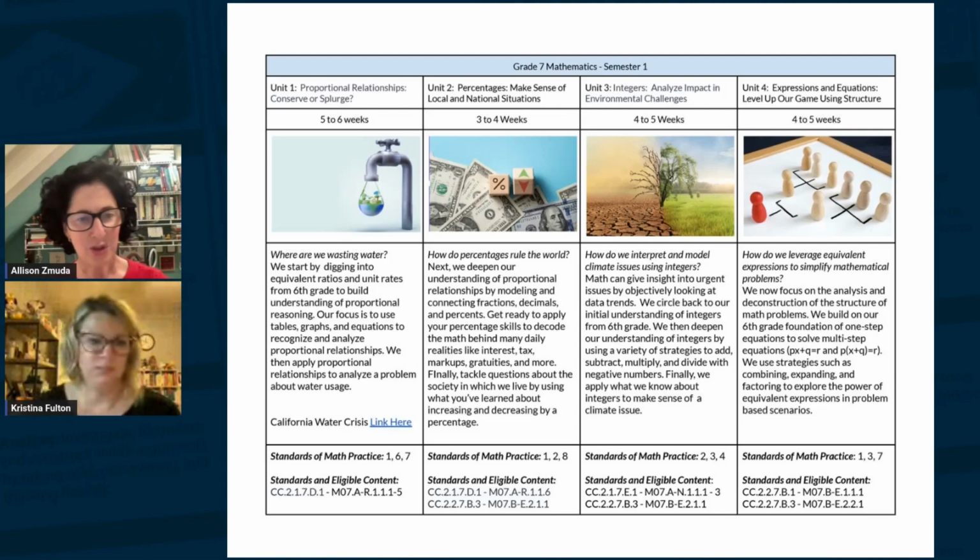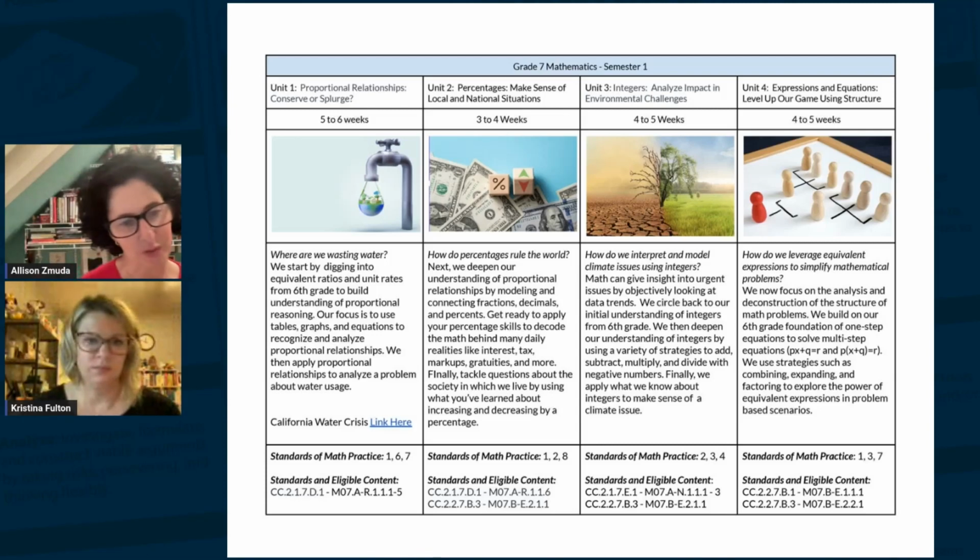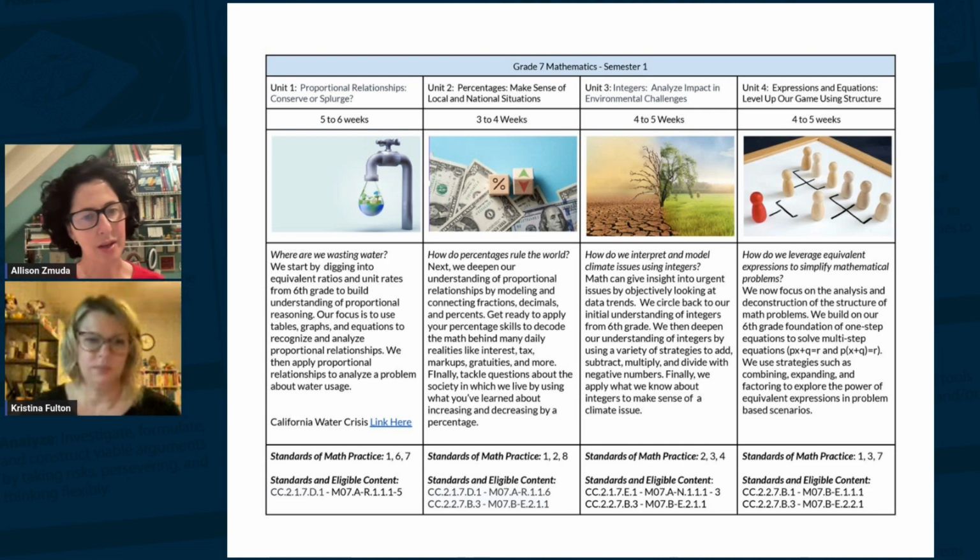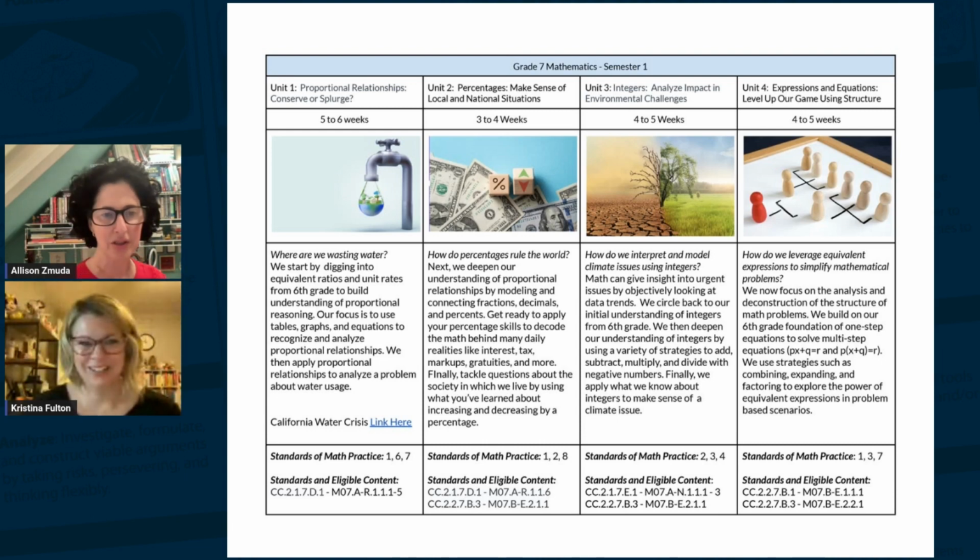So let's dig into the unit titles first, if we can take a closer look at that. When you see something like proportional relationships or integers, those are traditional units or modules or topics in many 7th grade math curriculum. But at the same time, it's all about the colon, right? So unit 1, it's proportional relationships, conserve or splurge, or integers, analyze impact in environmental challenges.